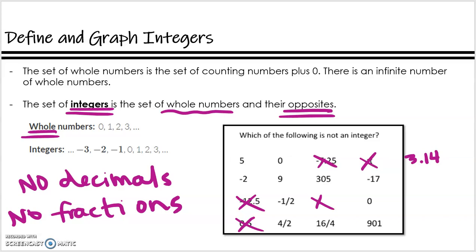Okay, no fractions. Now this one might be a little bit tricky. 4 divided by 2 or 4 over 2 is the same thing as 2. So that one's fine. Same thing here, 16 over 4, 16 divided by 4 is just 4. So those are good. Everything else is a whole number. 0 is fine. -2 is fine because it's a negative whole number. Same thing here. So every other thing is an integer.